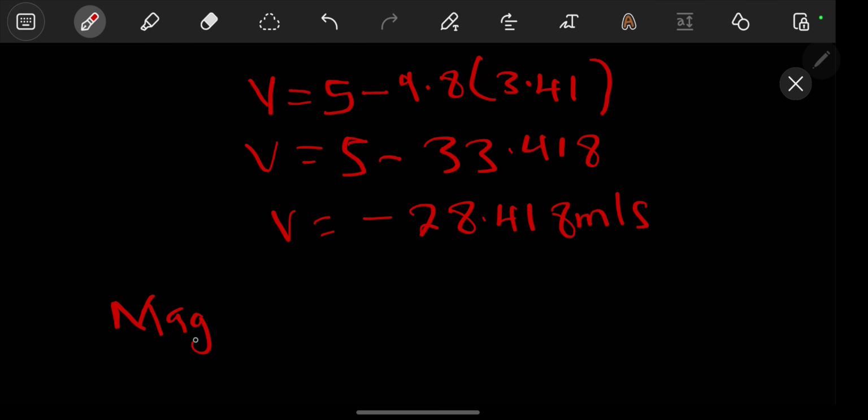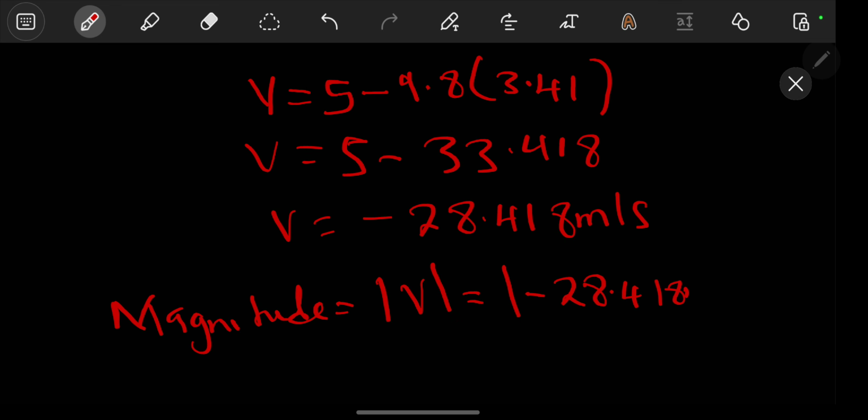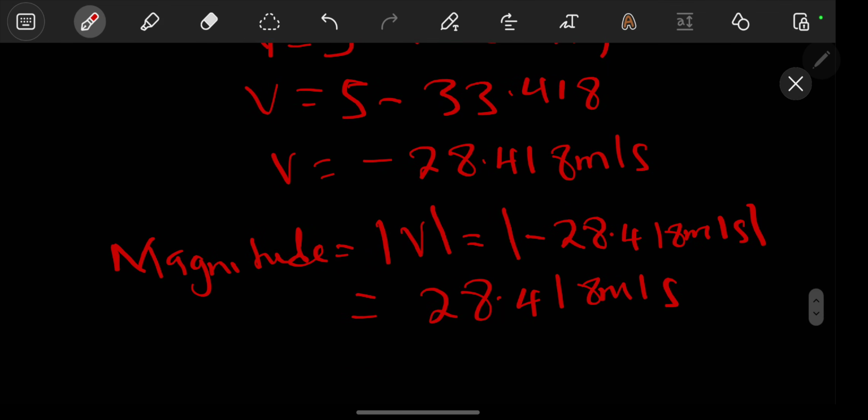Now what they wanted was the magnitude. Therefore, the magnitude should be given as the absolute value of v, which should be equal to, you just put your number in the absolute value symbol. That means we are just considering the positive. When we are looking at the magnitude, we just consider the positive. So we can say 28.418 meters per second. If they just said velocity, it would be okay, because if it's going down, the negative value just shows that it is going down.